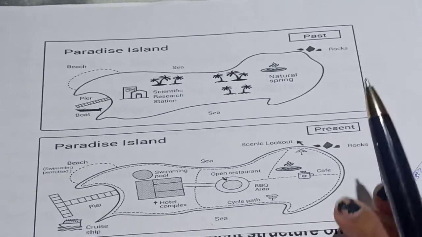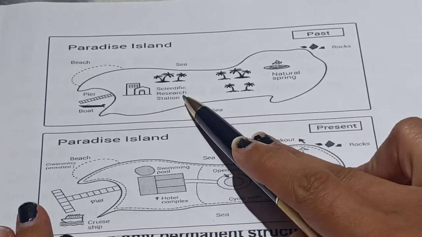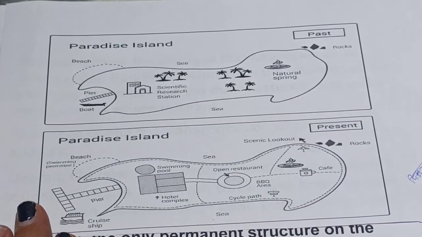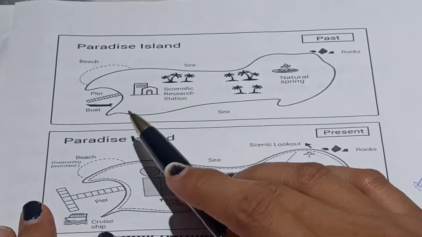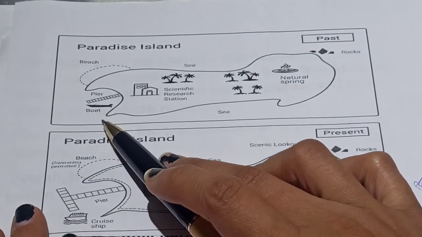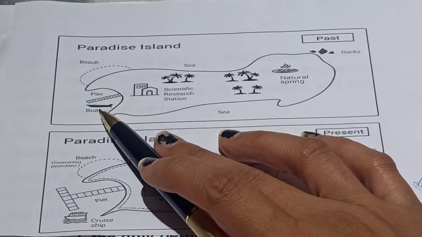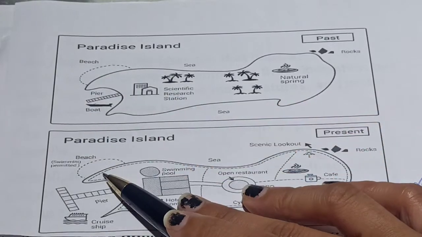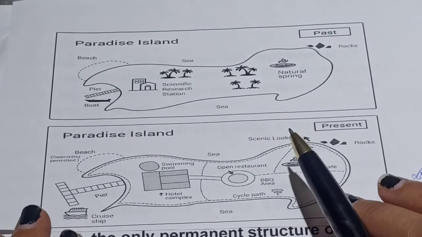So a lot of modification we can see. There used to be only a scientific research station, a natural spring, and some trees, and a pier from where the people entered by boat. A beach can be seen, which now has permission for swimming in the present day. So a lot of changes are there.